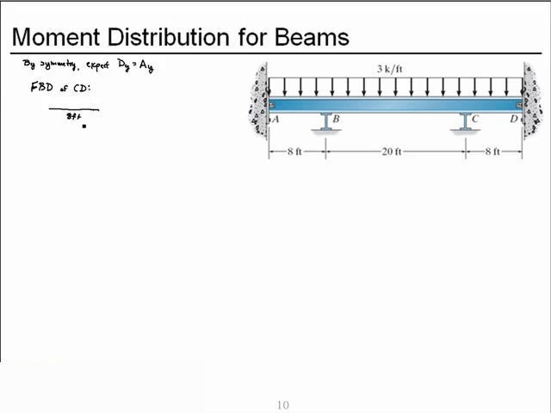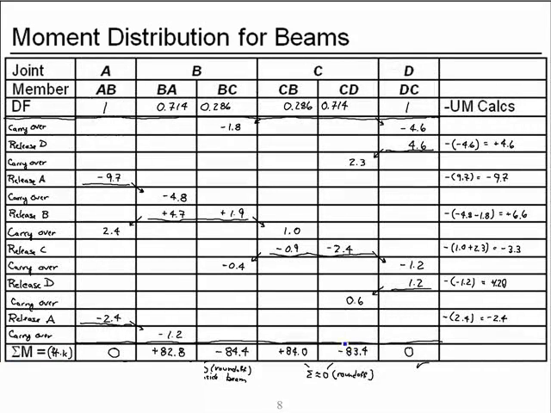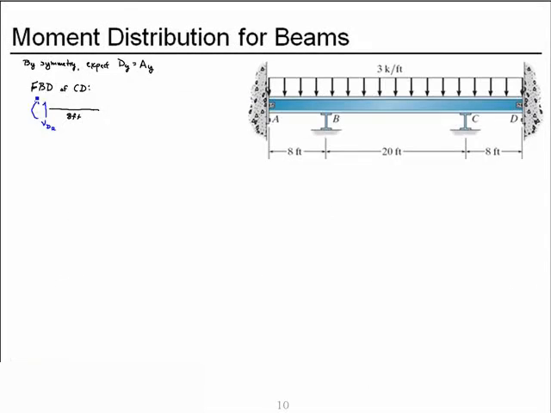So we'll take a free body of member CD. It's 8 feet long. We have the unknown shear just to the right of D, the moment MCD that we calculated to be negative 83.4 foot-kips, the uniform distributed load, 3 kips per foot, and the vertical reaction DY.